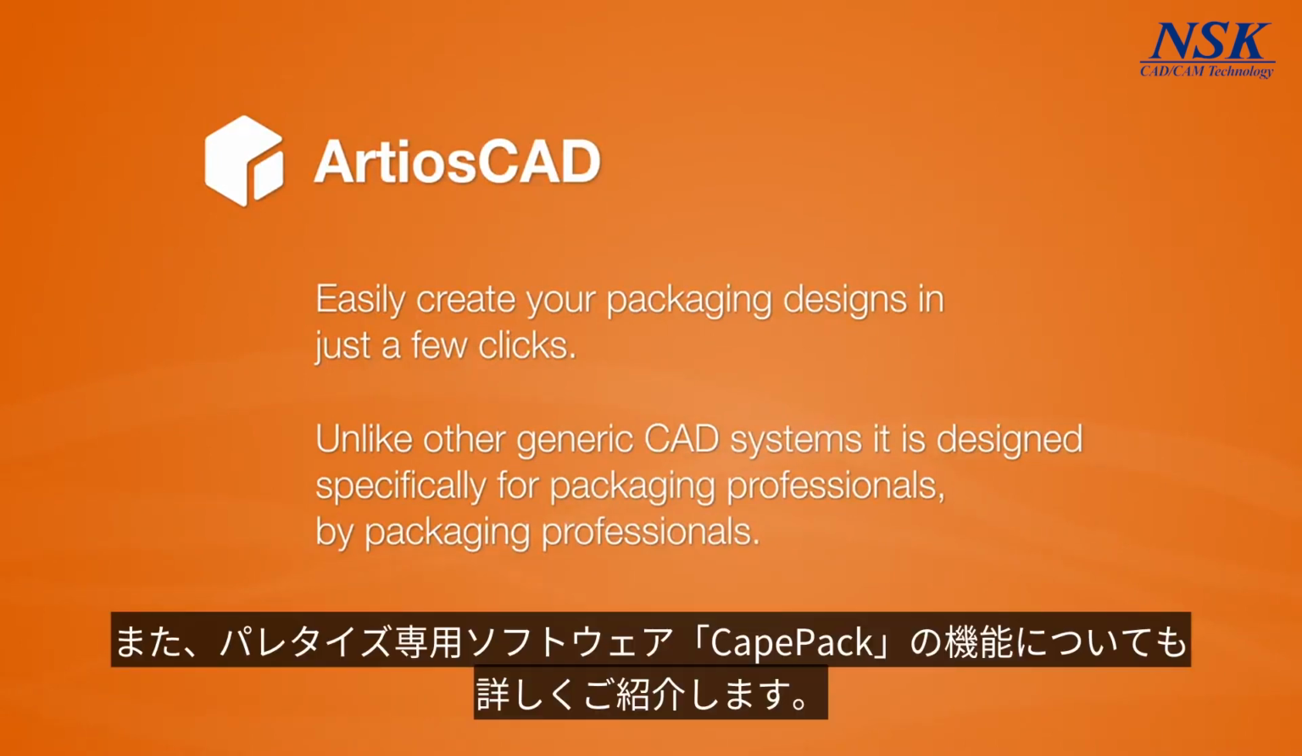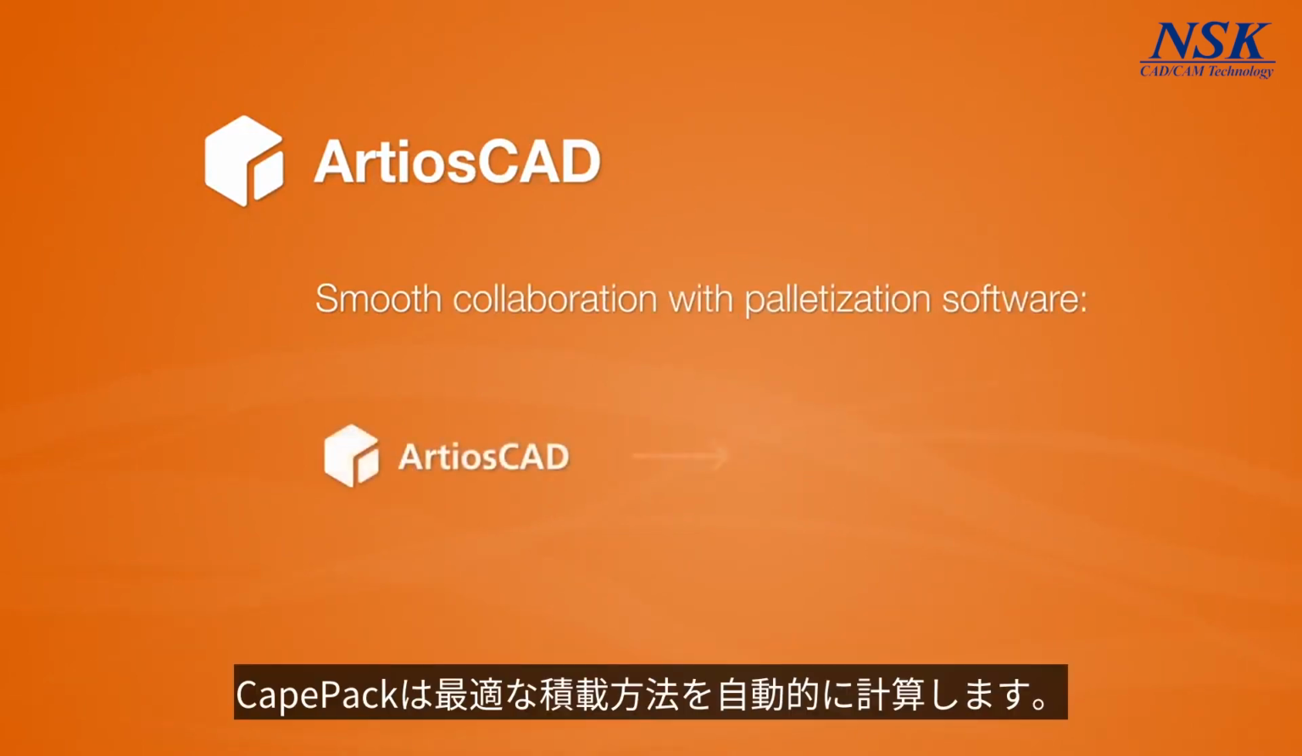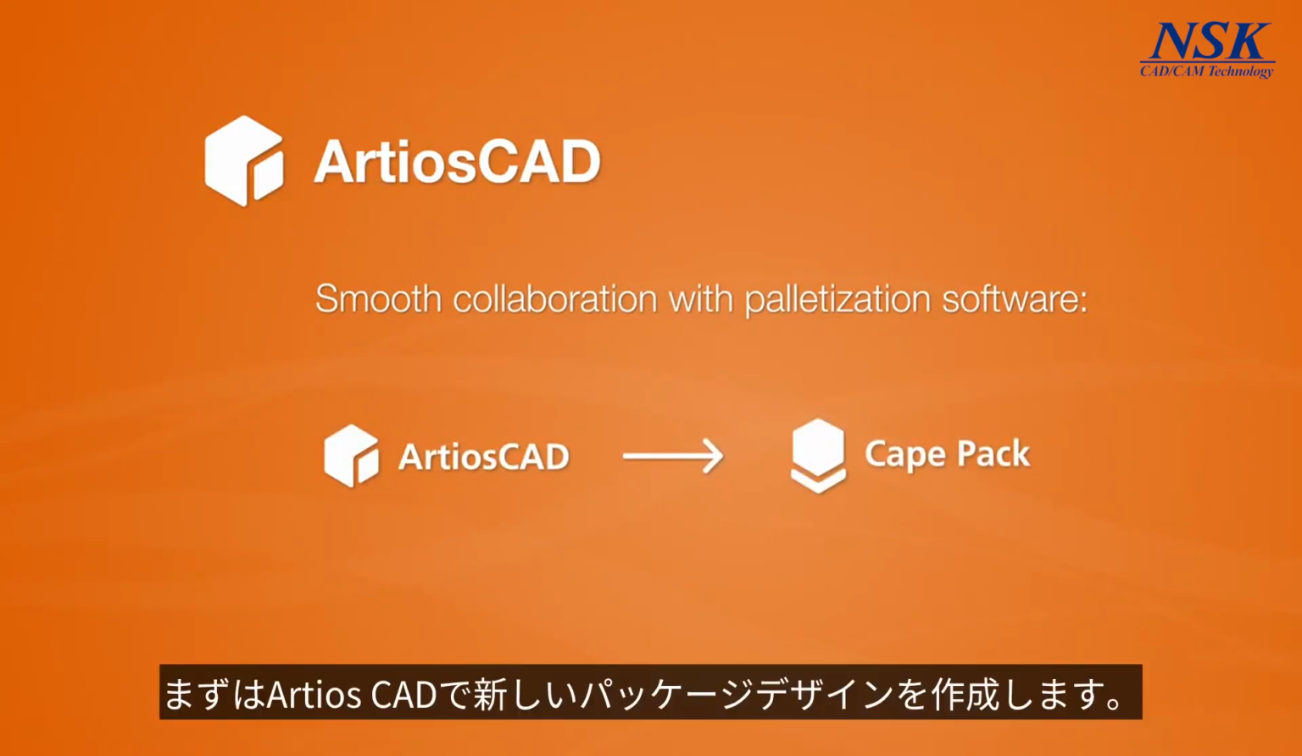We'll also have a closer look at the functionalities of ESCO's CapePack palletization software. This application simply extracts information from ArtiosCAD and automatically calculates your optimal pallet scheme. We'll start with creating a new packaging design in ArtiosCAD.